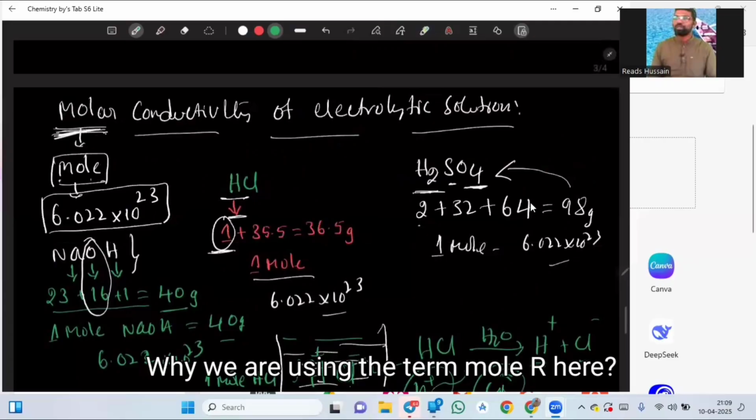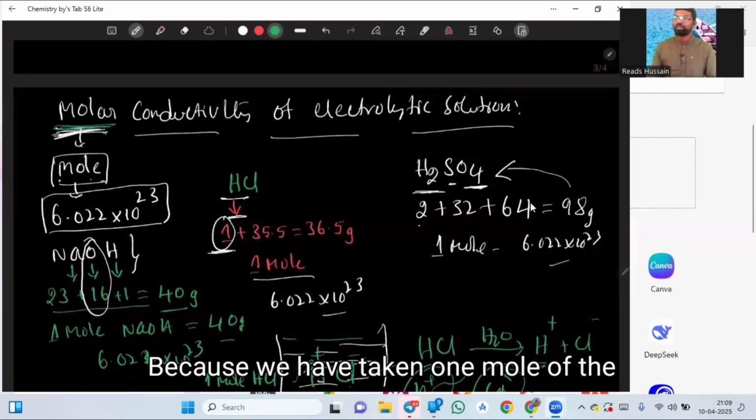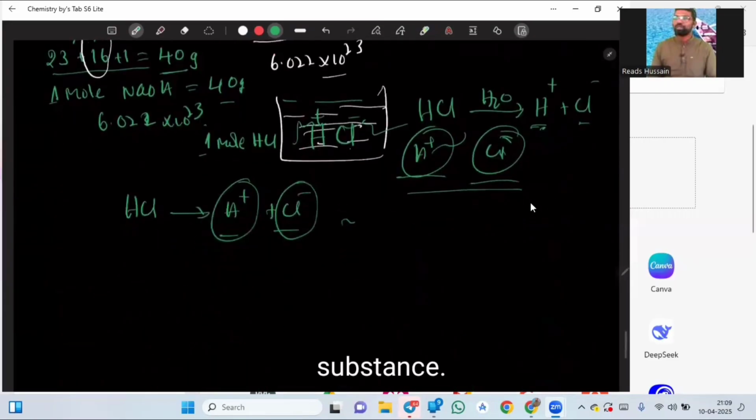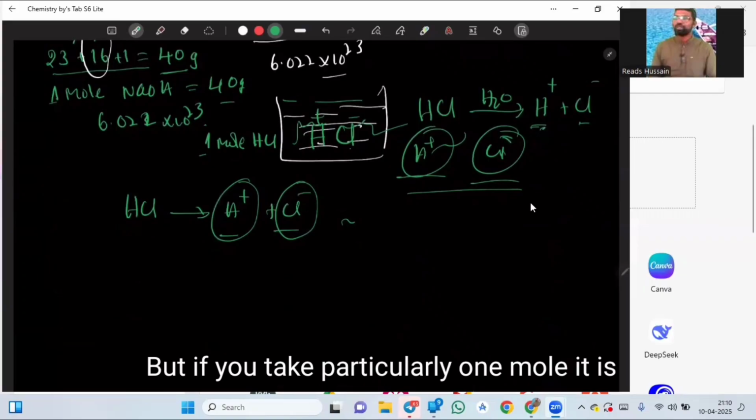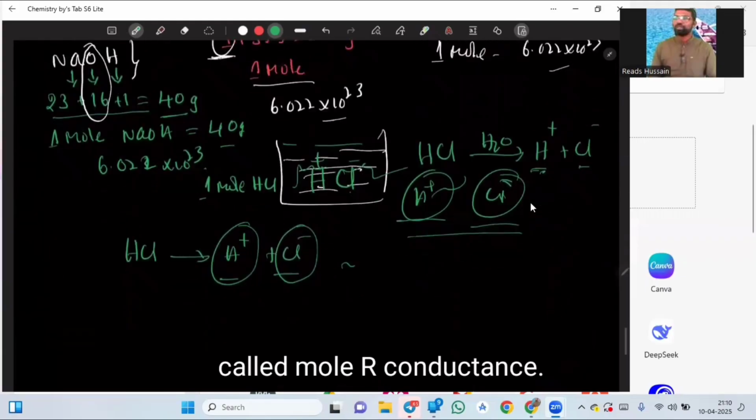Why are we using the term molar here? Because we have taken 1 mole of the substance. You can take 1 mole, half mole, 2 moles, 3 moles, whatever quantity you want. But if you take particularly 1 mole, it's called molar conductance.